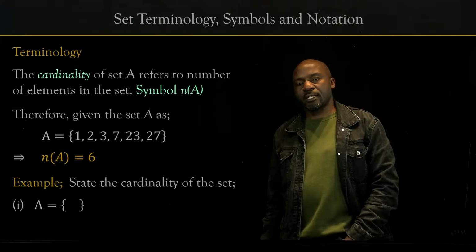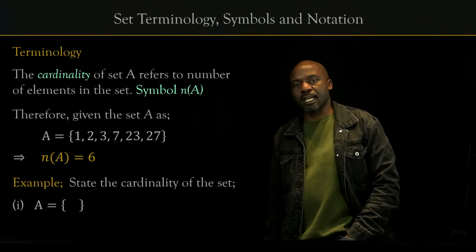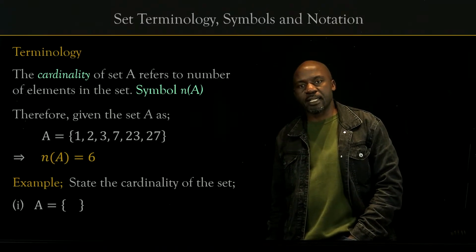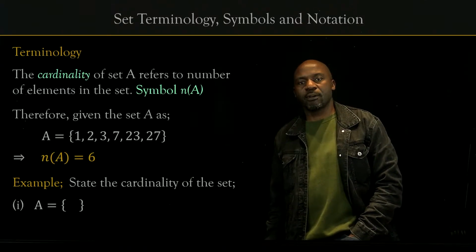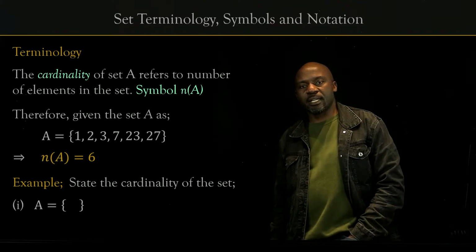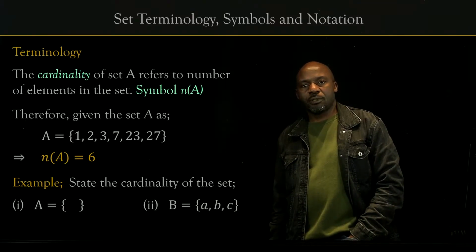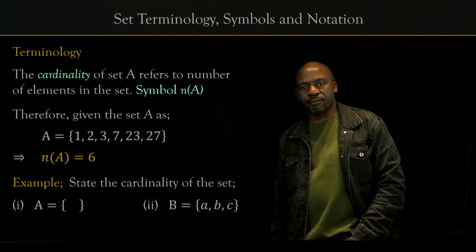So that is called an empty set, and a set that has got no element inside it is also referred to as an empty or a null set. Okay, so how many elements are in that set? Part 2. Set B contains A, B, and C. What is the cardinality of the set?